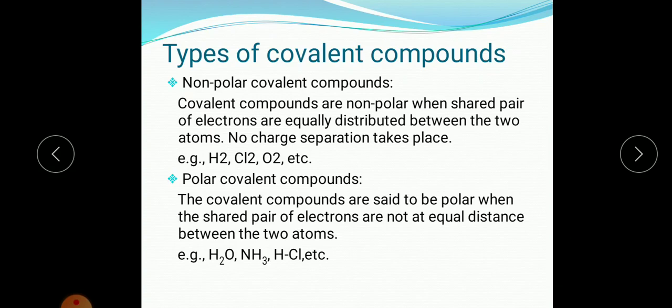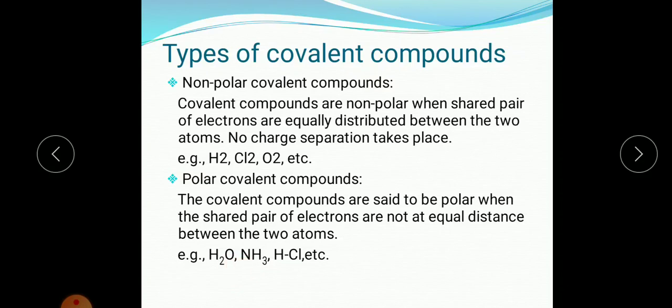But when you see polar covalent compounds, the covalent compounds are said to be polar when the shared pair of electrons is not at equal distance between the two atoms. So when the shared pair of electrons is not exactly in the middle or not equally distributed, the electron pair might be shifted towards the more electronegative element. For example, in the case of the water molecule, oxygen is more electronegative than hydrogen, so the electron pair will be slightly shifted towards the oxygen atom.